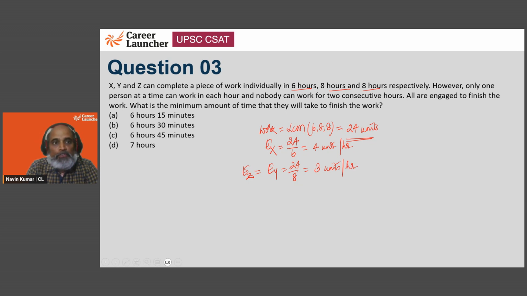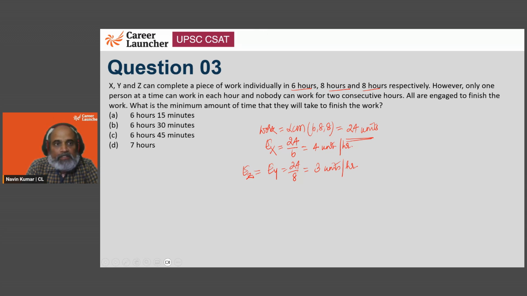Now, it is given that only one person at a time can work in each hour and nobody can work for 2 consecutive hours. And all are engaged to finish the work. What is the minimum amount of time that is required?